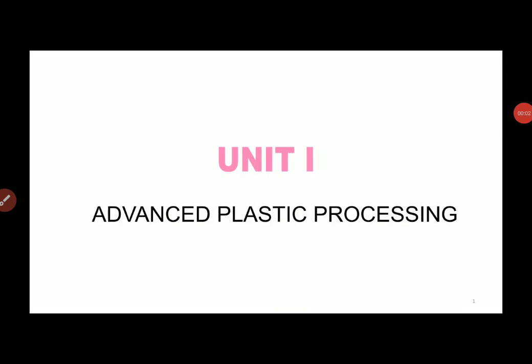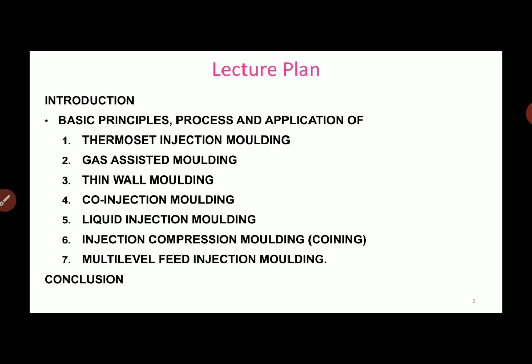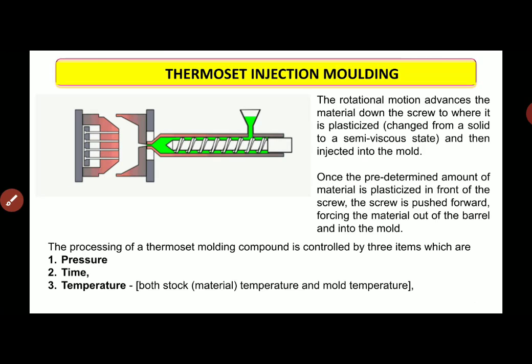In this unit, we are going to discuss various advanced plastic processing techniques. We are going to discuss the principles, process, and applications of thermoset injection molding. Then second, gas assisted injection molding. Third, thin wall injection molding. Fourth, co-injection molding. Fifth, liquid injection molding. Sixth, injection compression molding. And finally, multi-level feed injection molding.